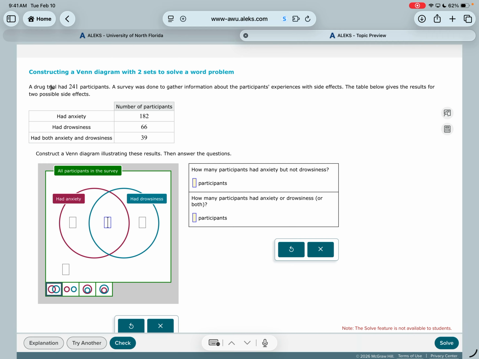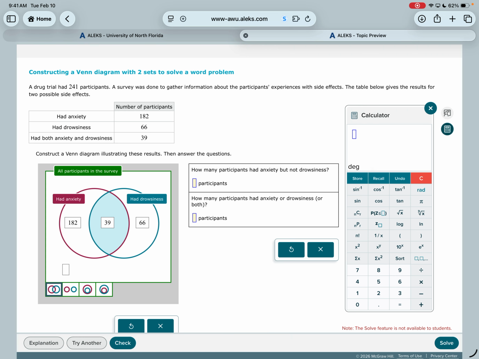So 241 people did this drug test or trial. Anxiety and drowsiness. So 39 had both. So I'm going to put that in the middle, okay? Now drowsiness, if I just go through this and do this real quick, 66, 182, the problem with this is when I add these up, 182 plus 39 plus 66, I get 287, and there was only 241 participants, okay? So the issue here, and this is why it's nice to start at the bottom, I had 39 that had both, right?